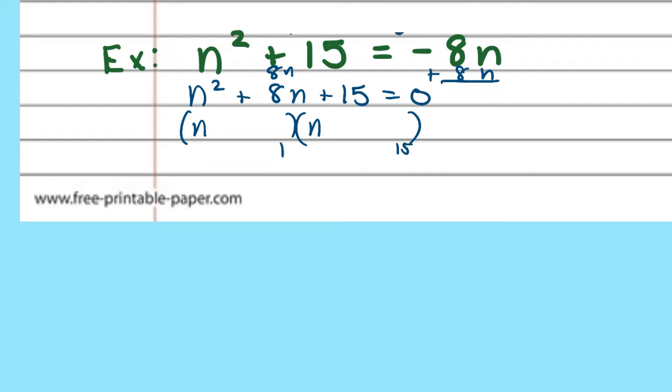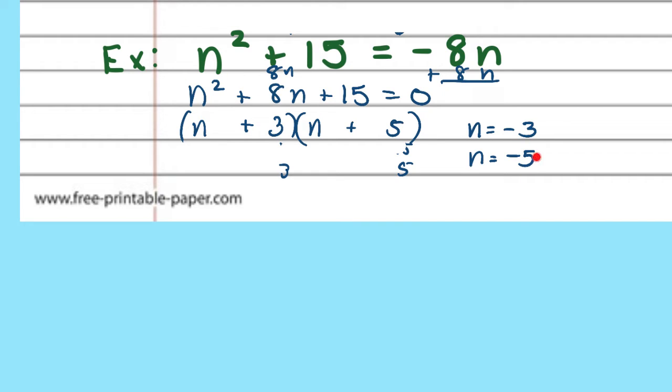1 and 15 to get 15, or 3 and 5. I clearly want the 3 and 5 because they add up to 8. And I've got my answers, negative 3 and negative 5. Important to realize, everybody, these answers, the thing that makes this 0 and the thing that makes this 0, make this original equation up here true.